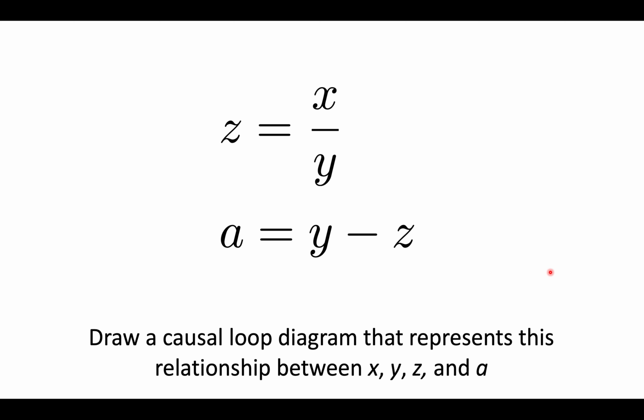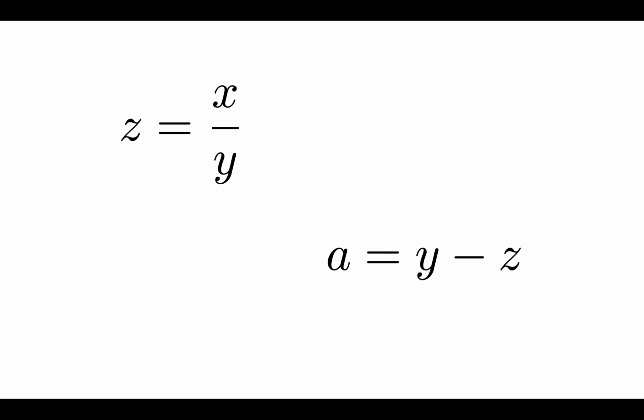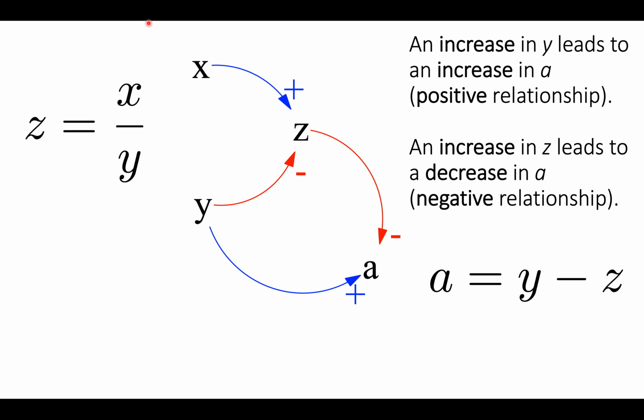What if I add a second equation? A is equal to y minus z. So now a depends on z. A also depends on y, and z still depends on y. So I can take the causal loop that I already had, which is this thing up here, and then I can add an a out here and then add some links.